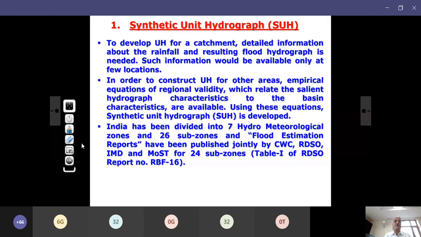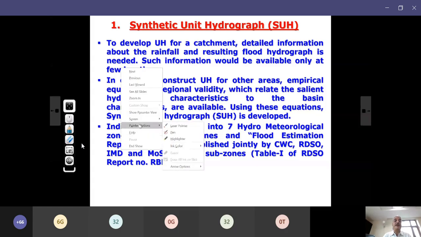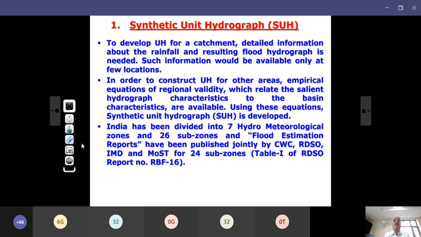For that purpose, the whole of India, as I have told you, has been divided into 7 hydrometeorological zones, 1, 2, 3, 4, 5, 6, 7, then A, B, C, D. And for every zone, there is a report known as the flood estimation report, which is available on the RDSO website and the CWC website. It is a joint work, minimum by these departments. Sometimes other departments are also co-opted: CWC, RDSO, IMD, MOST, and various others.